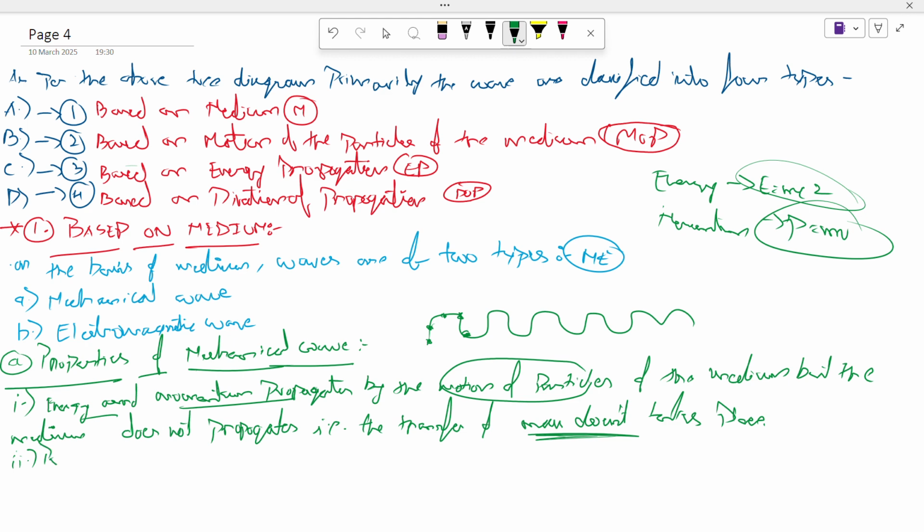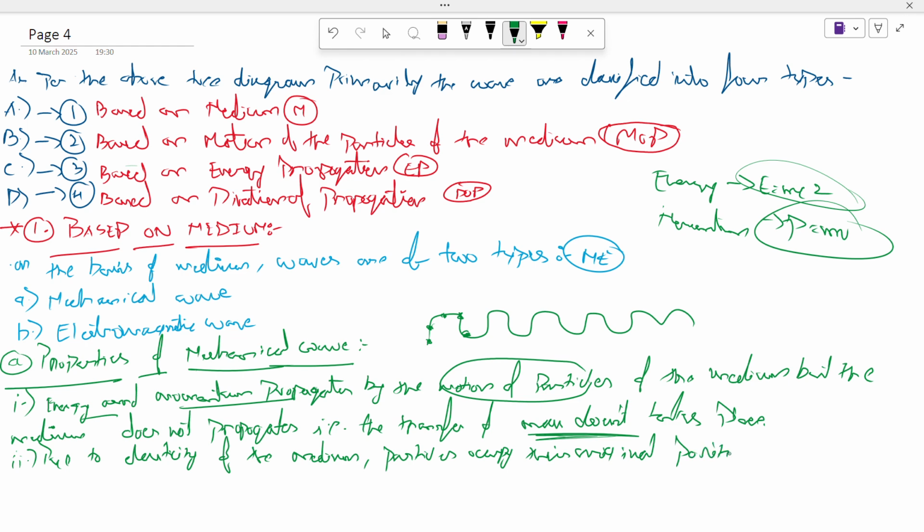Due to the elasticity of the medium, or you can say by the usage of the medium, each particle occupies its original position.